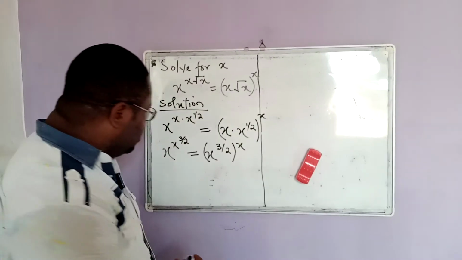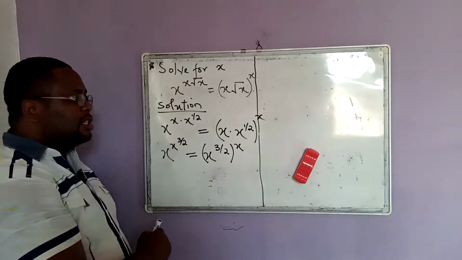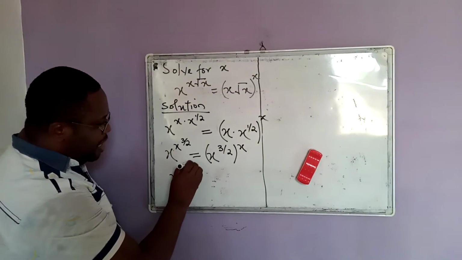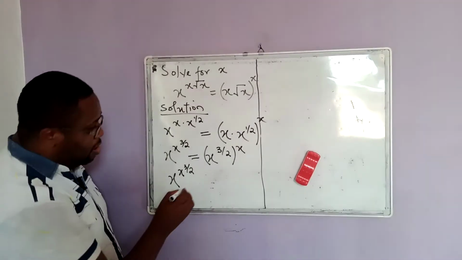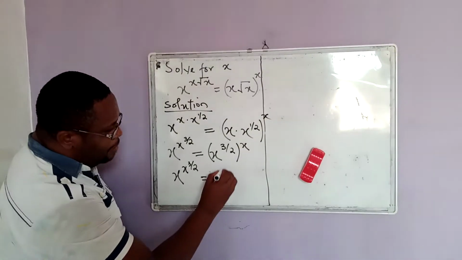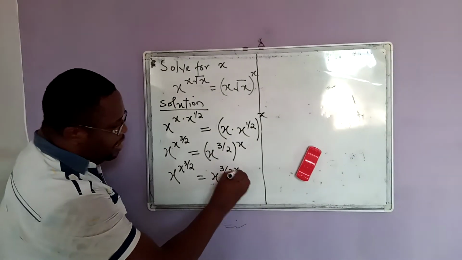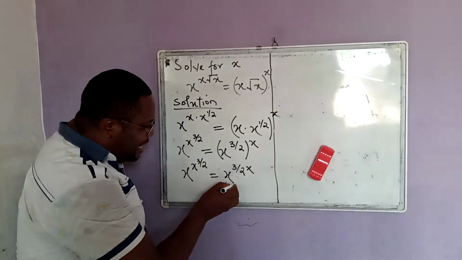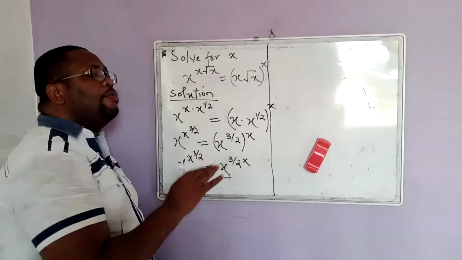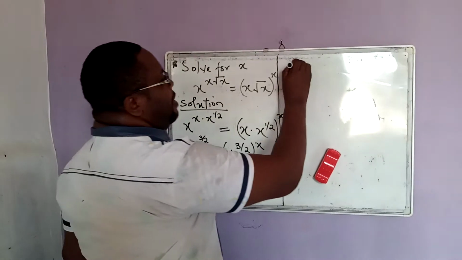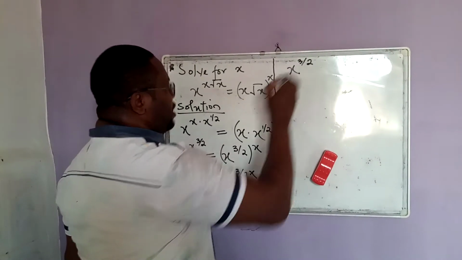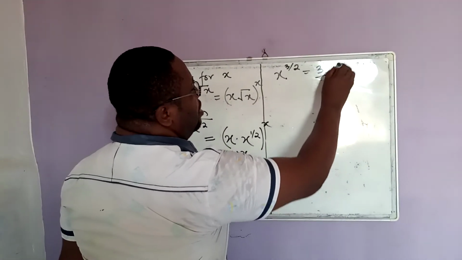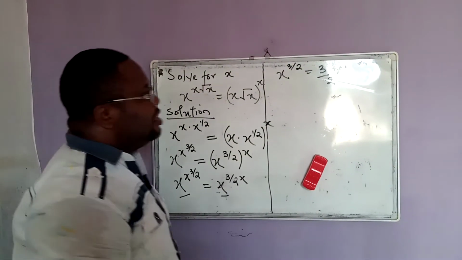Now what happens next? This 3 over 2 is going to multiply x. So we now have x to the power 3 over 2 becoming equal to x to the power 3 over 2 times x, that is, 3x over 2. Now you notice something, the bases are the same, x and x. So what we can do is equate the exponents. That is, the exponent 3 over 2 becomes equal to 3x over 2, the exponent on the right hand side.